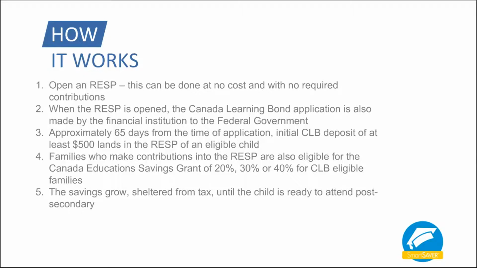As mentioned, Canada Learning Bond families do make contributions even though they're not required to, and making contributions into an RESP will trigger additional grants of 20, 30, or even 40% from the federal government. The amount of matching grant depends on the family's income. Canada Learning Bond families earning at or below $45,917 are eligible for as much as a 40% match, which really accelerates the contributions that families make.